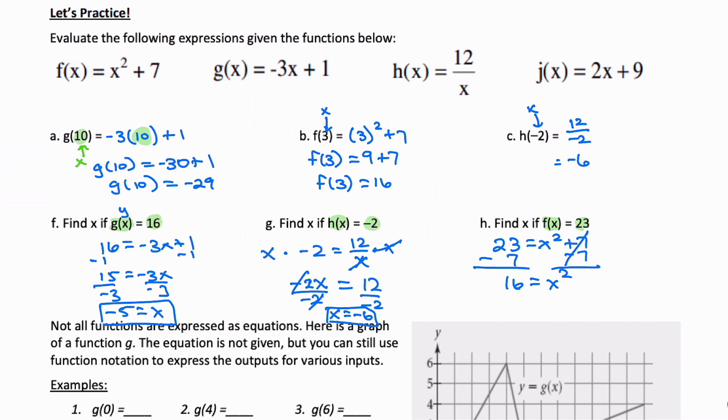The opposite of squaring something is square rooting something, so I'm going to square root both sides. And there's a rule that says when you put in a square root, you need to put in a plus or minus. So my answer is positive and negative 4. And if you don't remember that rule, we're going to go over it a little bit more in depth as the year goes on.